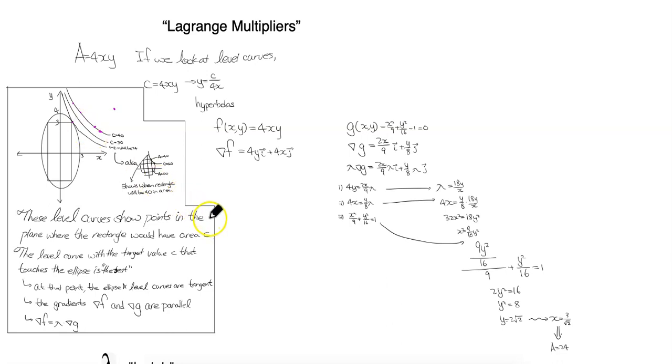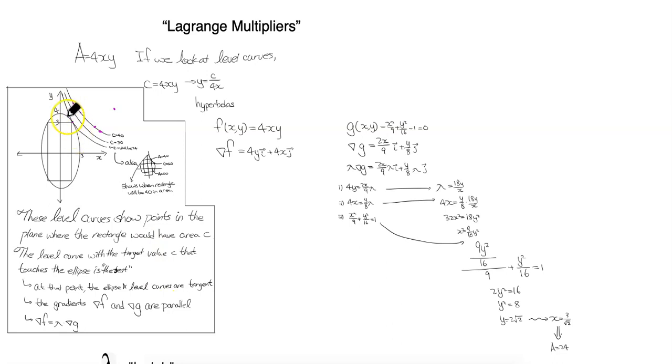So this is the concept and the consequence. The level curves show points in the plane where the rectangle would have a certain area C, so C equals 40, C equals 30. The level curve with the target value C that touches the ellipse is the best. That's the one we're looking for. At that point, the ellipse and level curves are tangent.